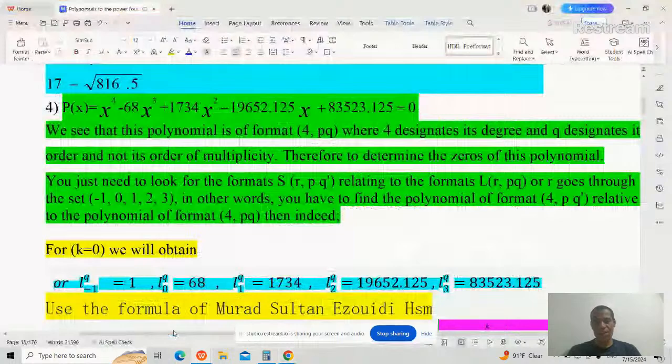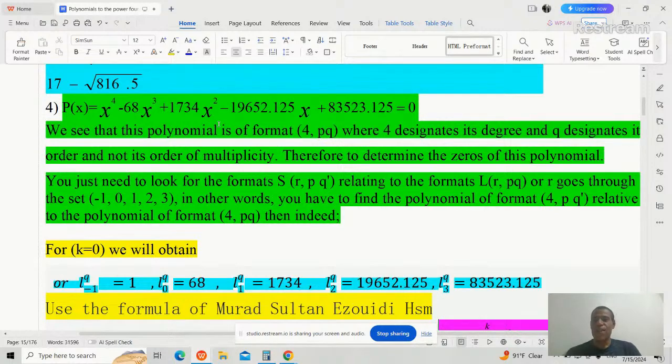Here, learners, as you see, this is our polynomial to the power 4: x raised to the power 4 minus 68 x raised to the power 3 plus 1734 x squared minus 19,652.125, of course, multiplied by x, plus 83,523.125. This has to be equal to 0. This is our fourth degree polynomial equation, learners. We are going to solve this kind of question.